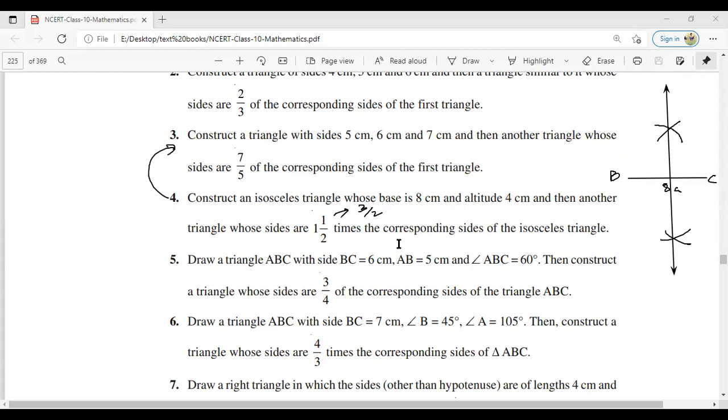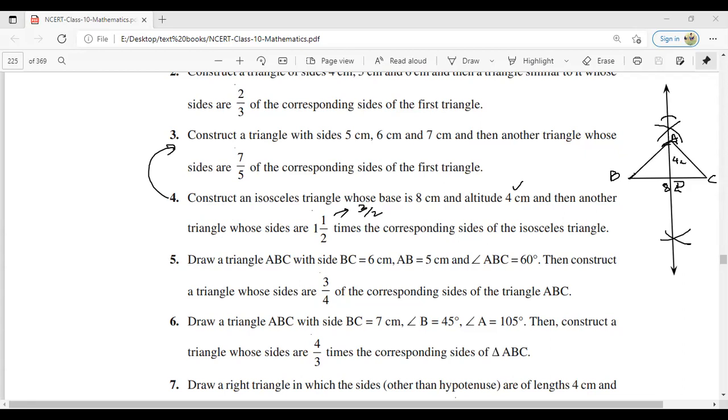Then the altitude is 4 centimeters, so you have to measure this from this D. Suppose this is D. This height should be 4 centimeters somewhere. So you can check if suppose here you are getting 4 centimeter or below, no problem. Here you will get 4 centimeter. So if it is 4 centimeter, this will be your point A. Then you can join B to A and A to C.